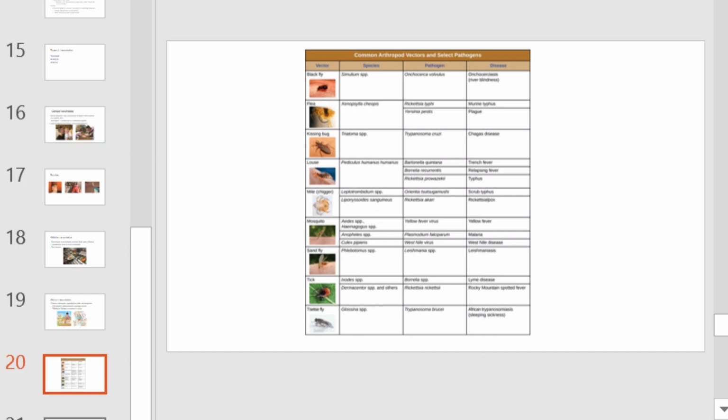This table will provide you with a list of some common arthropod vectors and select pathogens that they spread. Pause the video and review this list before moving on.